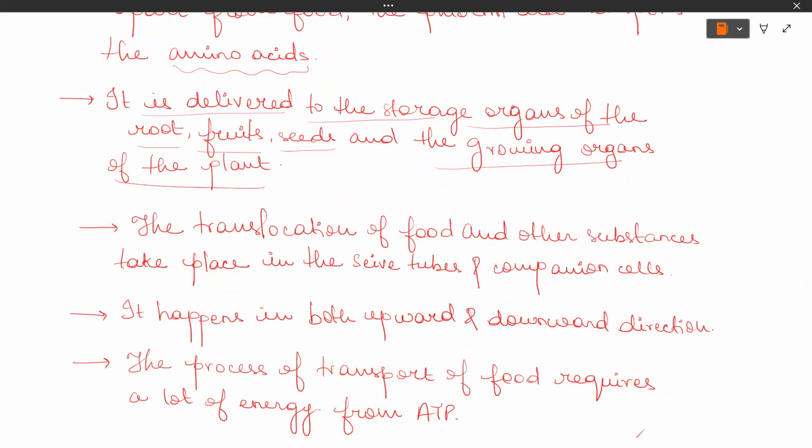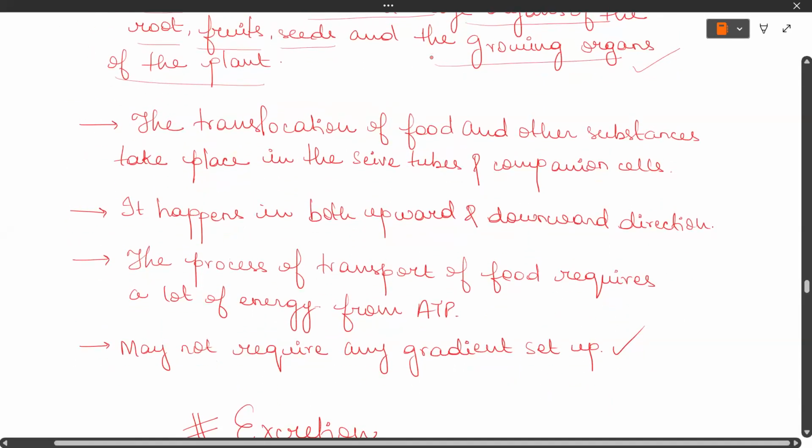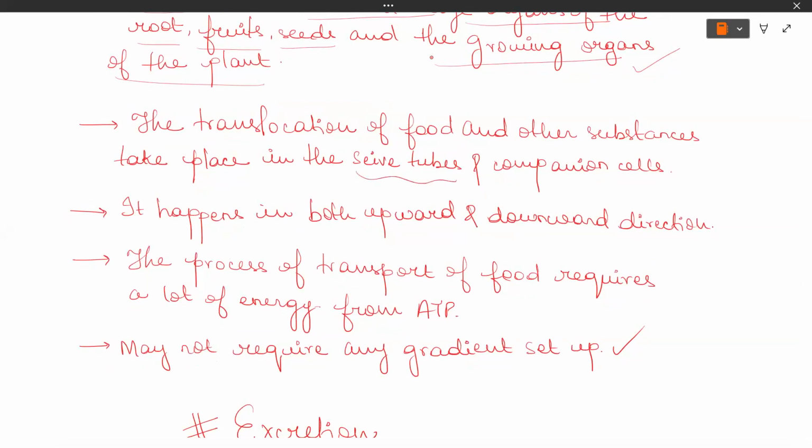So where is it transported? It is transported to the storage organs as well as the growing organs. These are the two sites where the food is being delivered. Now, the translocation of food and other substances takes place in the sieve tubes and the companion cells. Do you remember sieve tubes and companion cells?